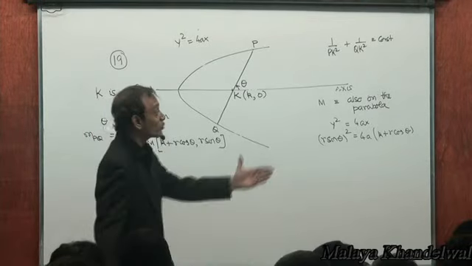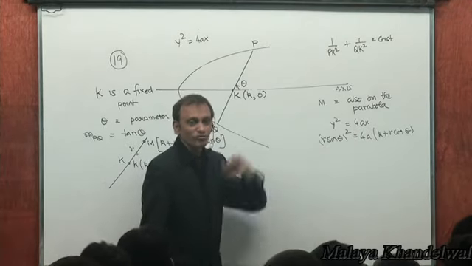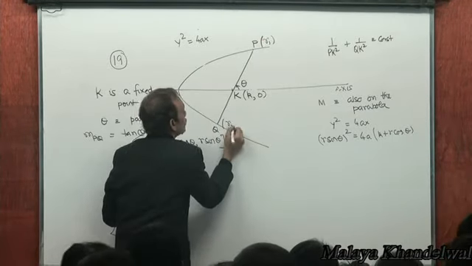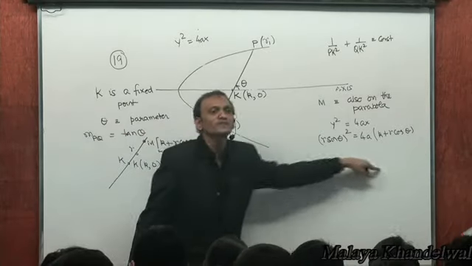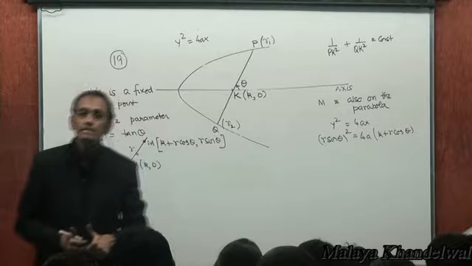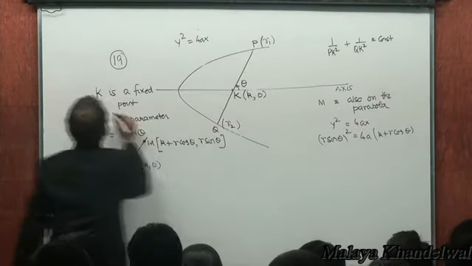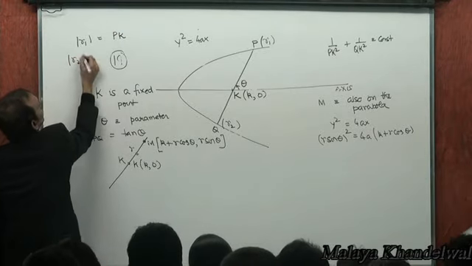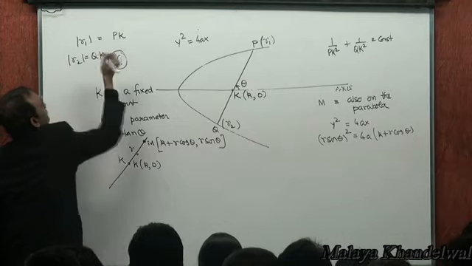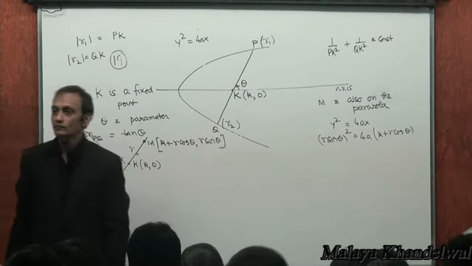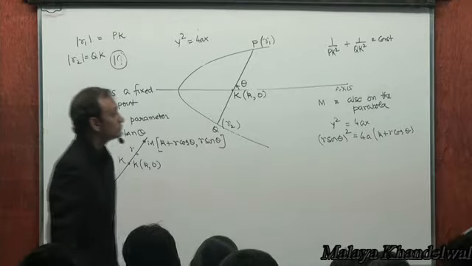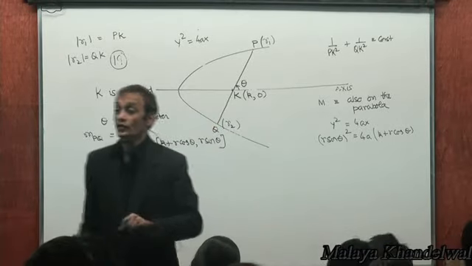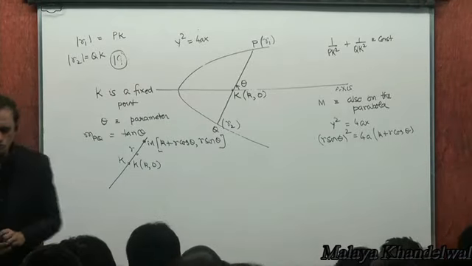You get a quadratic in r. So when you solve for r, what will you get? You will get r equal to r1 for P and r equal to r2 for Q. r1 and r2 will be the roots of this quadratic, where mod r1 would be PK and mod r2 would be QK. So this equation has roots r1 and r2, where mod r1 is PK, mod r2 is QK. Clear?